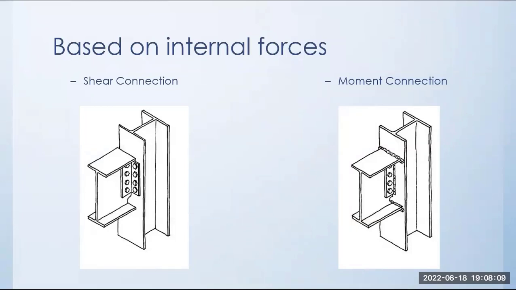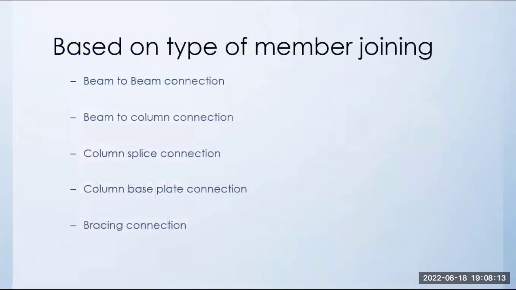It can be bolted, welded, or riveted. Another type is based on the member joining. The connections can be beam to beam connections, beam to column connections, just what we have seen now, column splice connections, rafter splice connections, column base plate connections, bracing connections, etc. These are the types of connection based on the joining of the members.